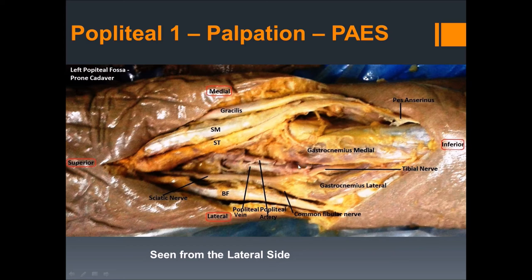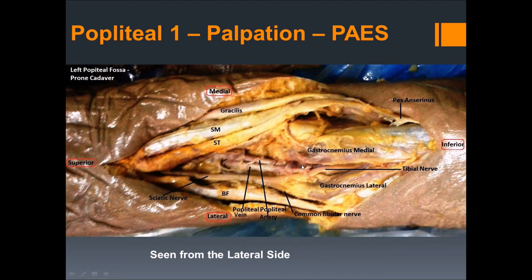Now, there are several classifications. The simplest is the Heidelberg classification, which has types 1, 2, and 3. Type 1 states that there is an abnormal course of the popliteal artery. Type 2, an abnormal attachment of the muscle in the popliteal fossa. And type 3, when there is a combination of both.